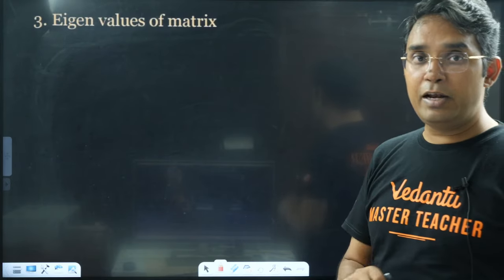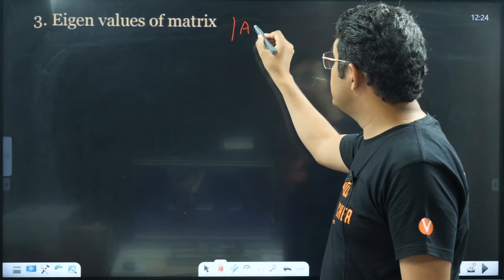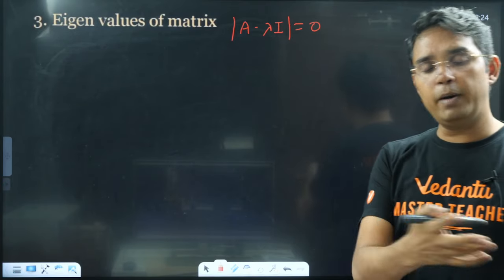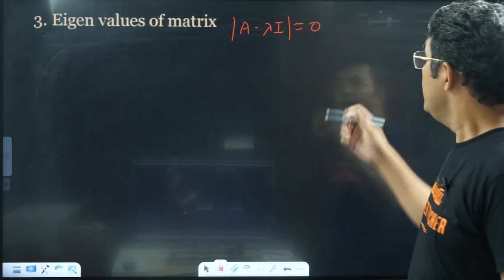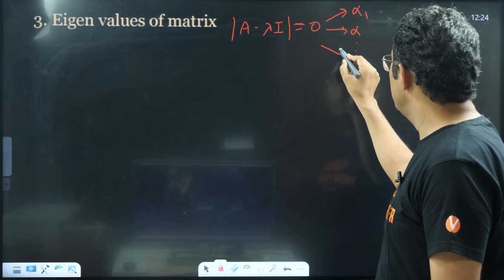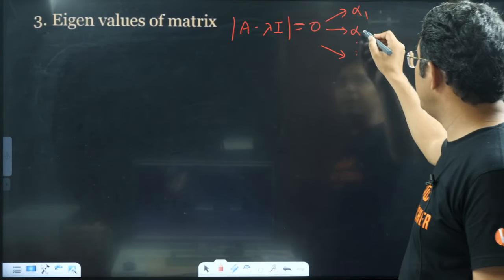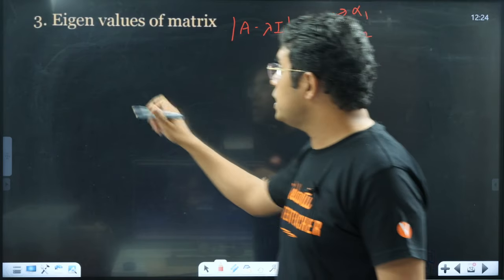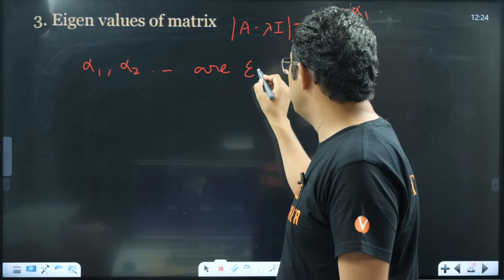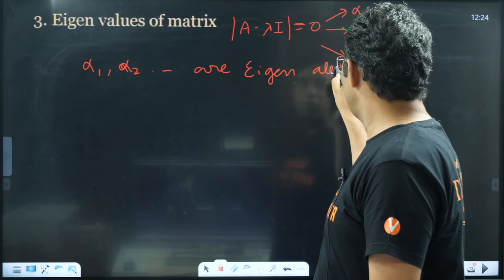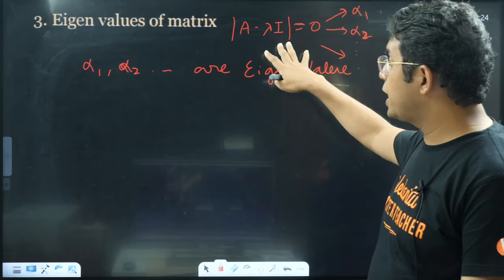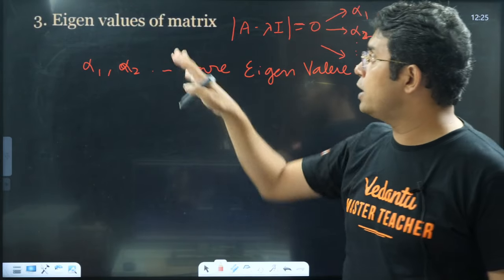So eigenvalues, what is eigenvalue? Please see, I told you that determinant of A minus lambda I is the characteristic equation. Okay, and it will be quadratic or cubic or biquadratic depending upon the order of A. Now the roots of this, let's say roots are alpha 1, alpha 2, depending upon what is the degree of this polynomial equation, you will be having that many roots. Now these roots are called eigenvalues. Alpha 1, alpha 2 and so on are called eigenvalues. So bachcho, I think we are not doing anything new. We already know what is this characteristic equation. Just the roots of that characteristic equation are called eigenvalues.